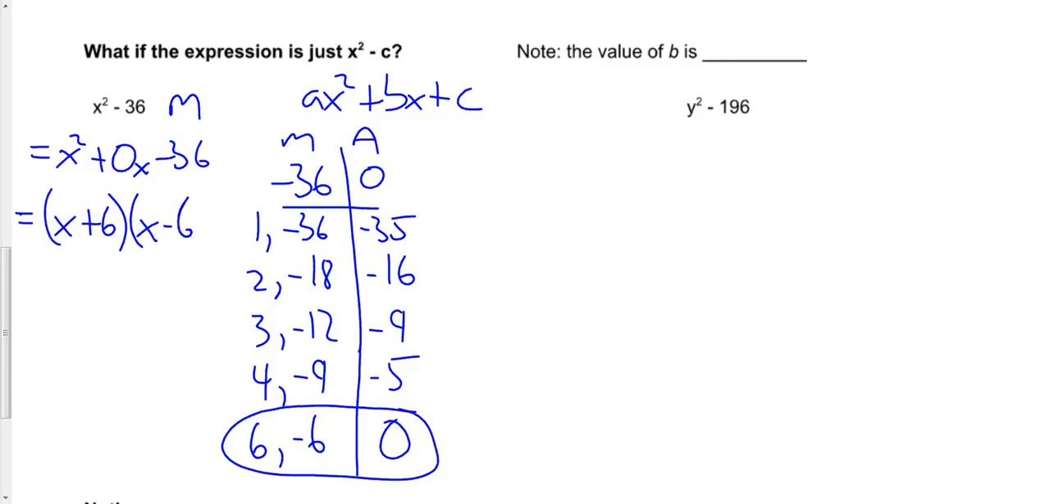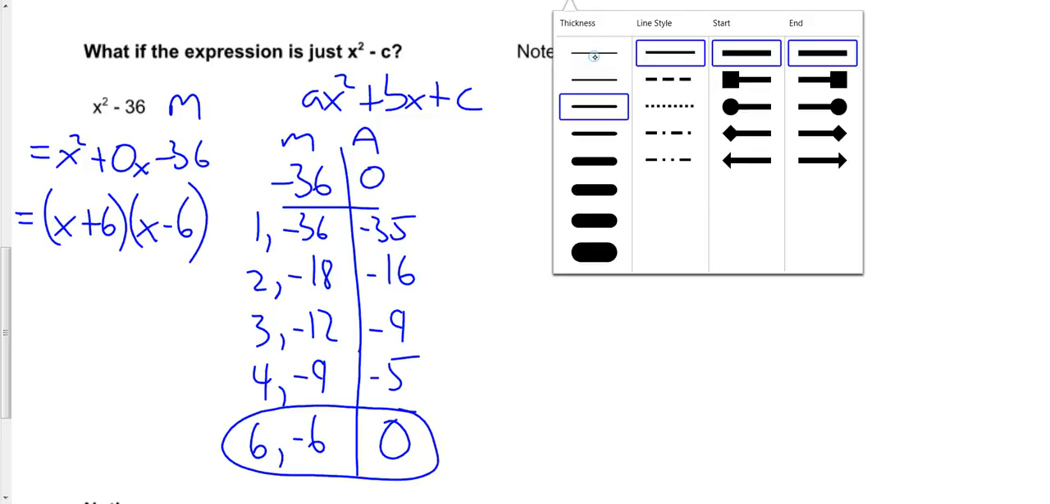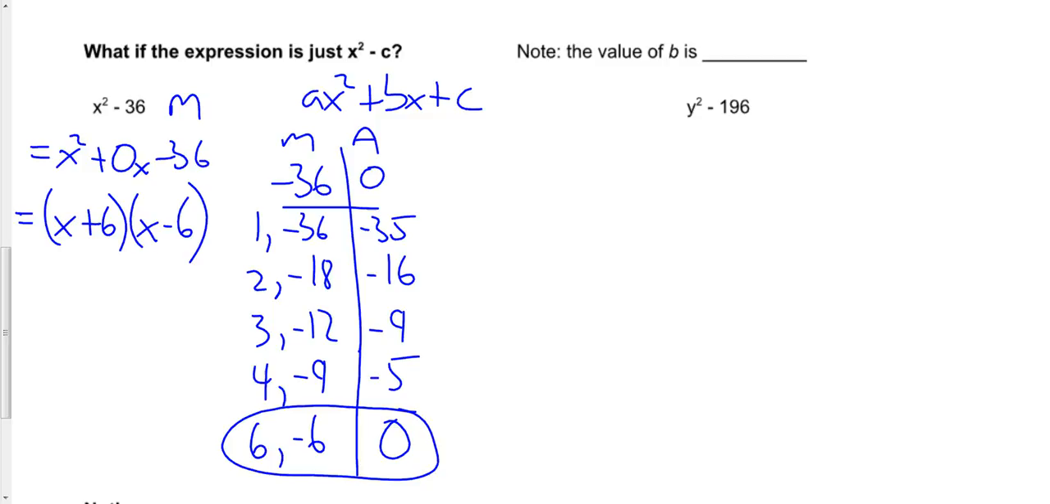and x minus 6. Now one thing that we need to recognize here, I'm actually going to change colors for this, is that 36, this part of the equation, the square root of 36 is equal to 6. And you'll notice that the answer here is negative 6 and positive 6, because negative 6 times positive 6 is negative 36, and both of those work at the same time.